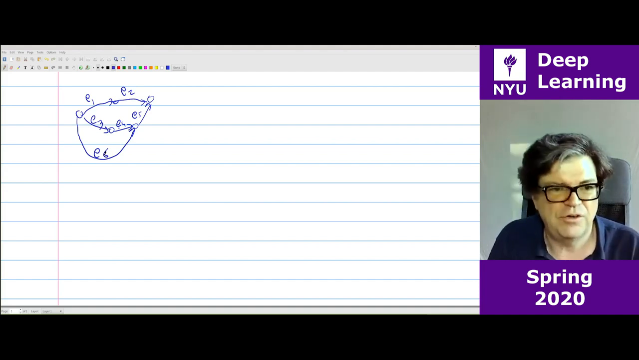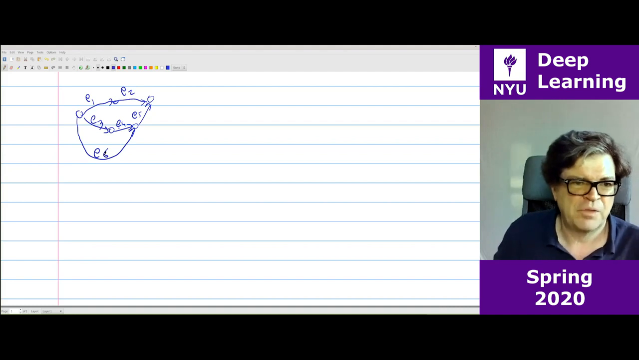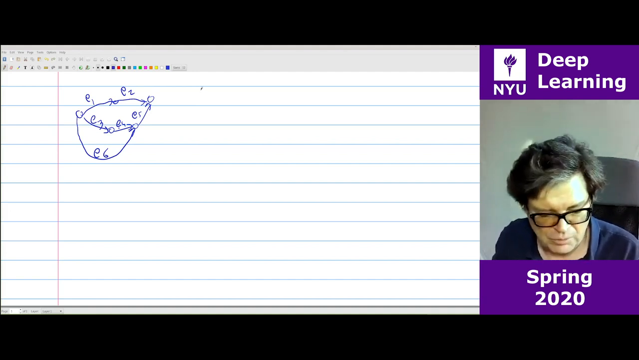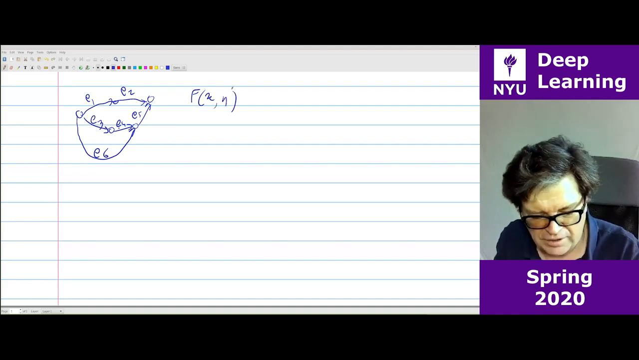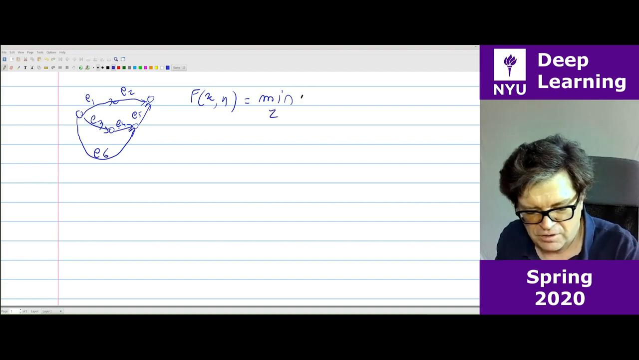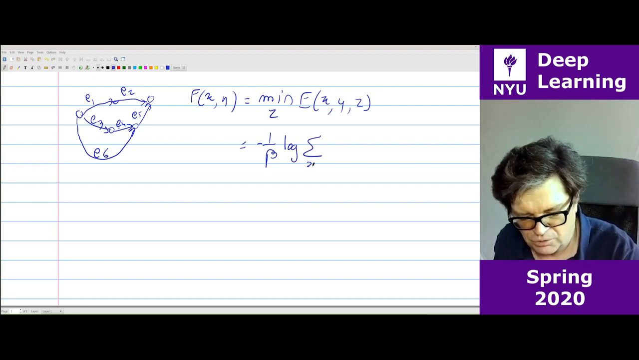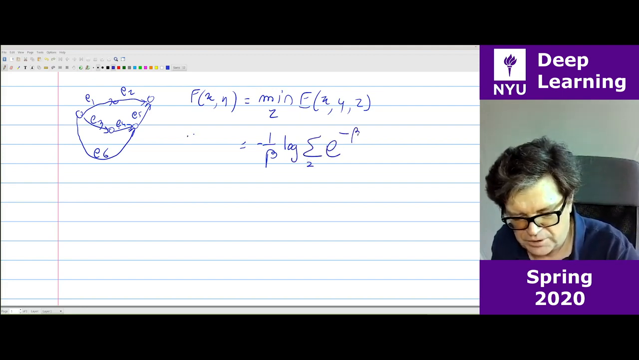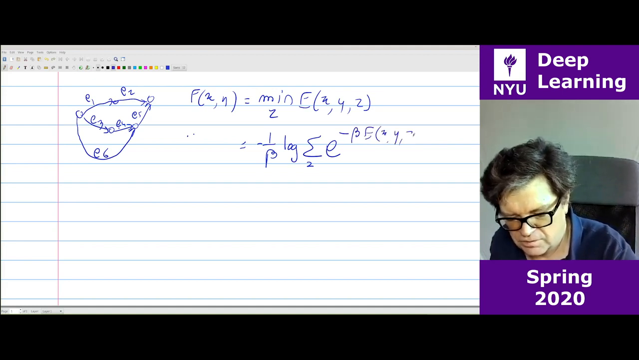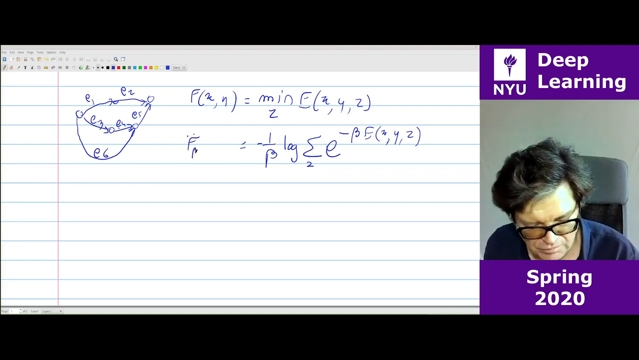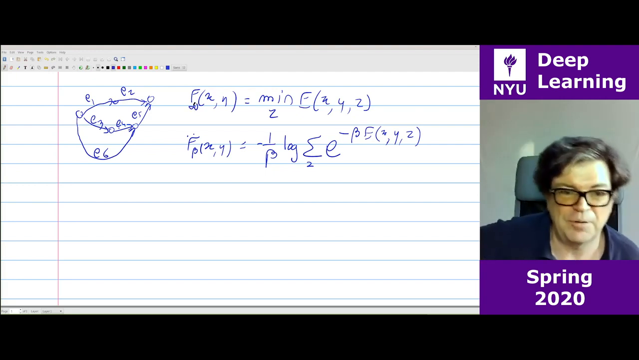So if you do Viterbi, shortest paths in a graph, you're just going to find the path that has the minimum energy. But what I'm going to talk about here is computing, so think of the path as a latent variable Z, and remember to compute F of x,y, you can do two things. You can do min over z of E of x,y,z. And remember, Z is the path. Or if you want to marginalize, you do minus 1 over beta log sum over all Z's of e to the minus beta E of x,y,z. And that's marginalizing. It's a discrete sum if Z is a discrete variable, which is the case here because it's a discrete path. So this is F-beta of x,y, and you can think of this as F infinity, the limit for beta going to infinity of the one at the bottom.